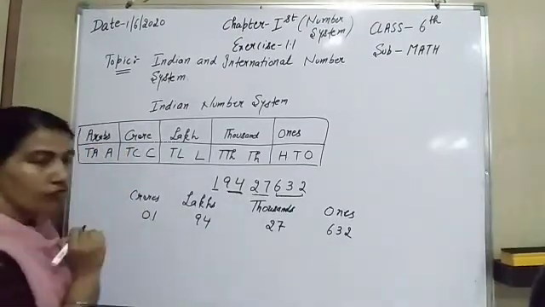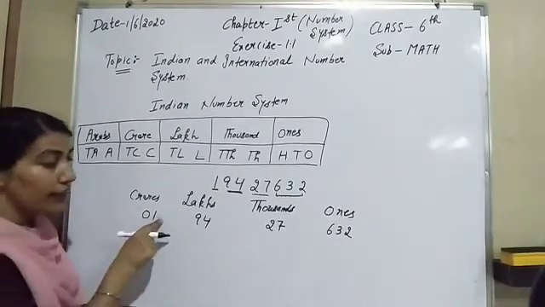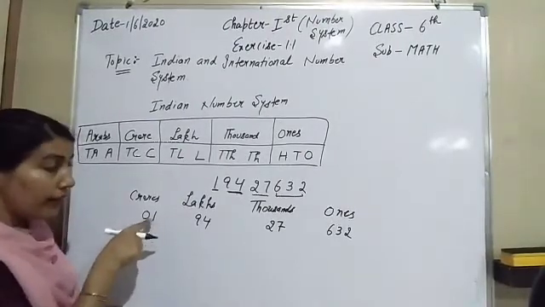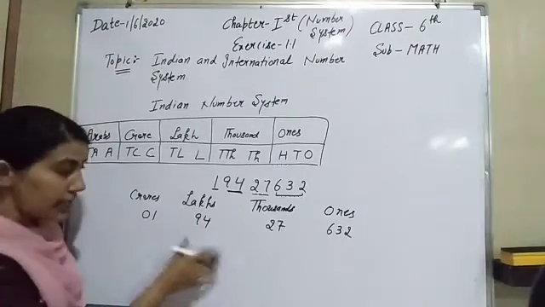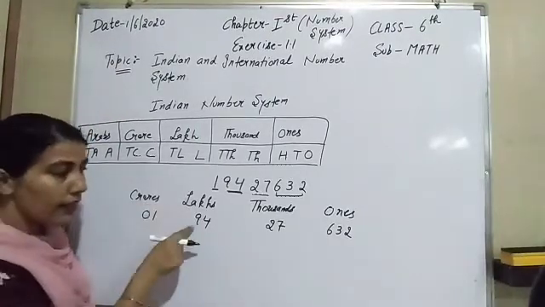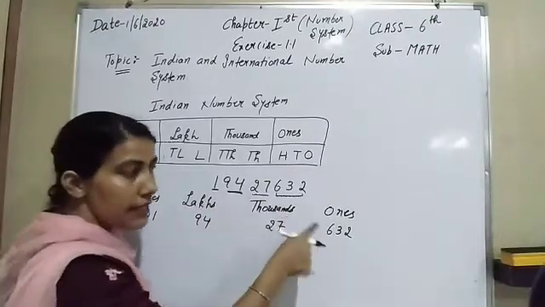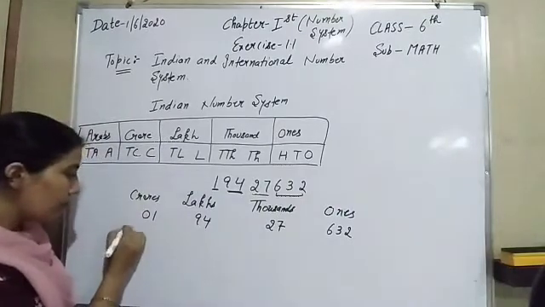So write 0 in front of 1. Do not write 0 on the right side, because it will become 10 crore and here there is only 1 crore. So our answer is 1 crore 94 lakh 27,632.